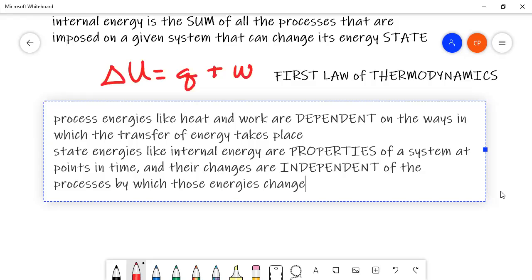I absolutely can have a U initial. I absolutely can have a U final. I can talk about internal energy as a property that that system has at the beginning and at the end. And those changes in internal energy are independent of the processes. No matter how I actually make the change, if I wind up with the same U final and the same U initial, I have the same delta U.